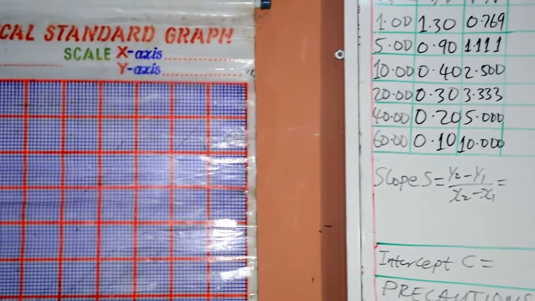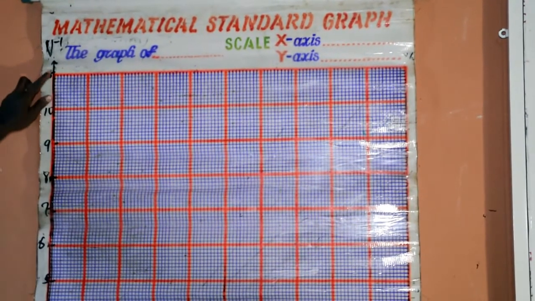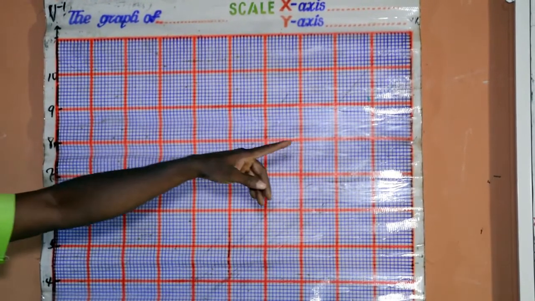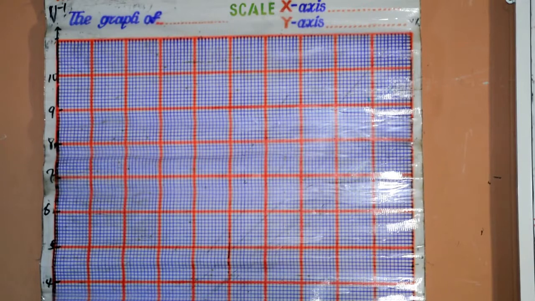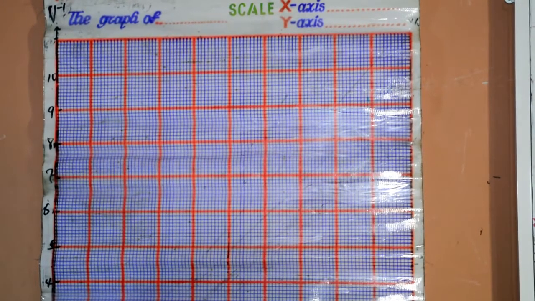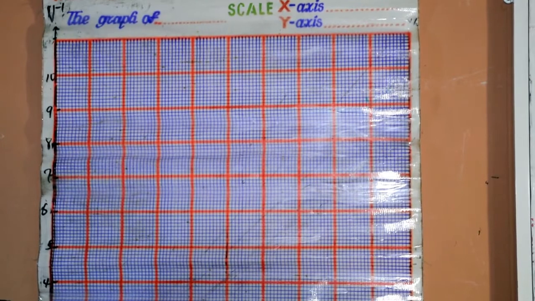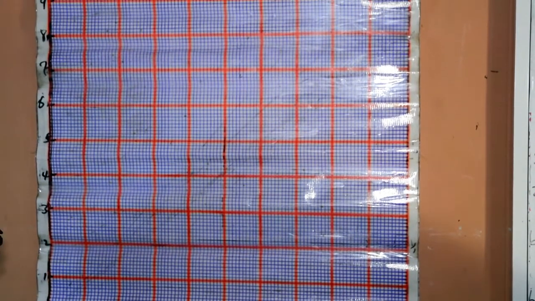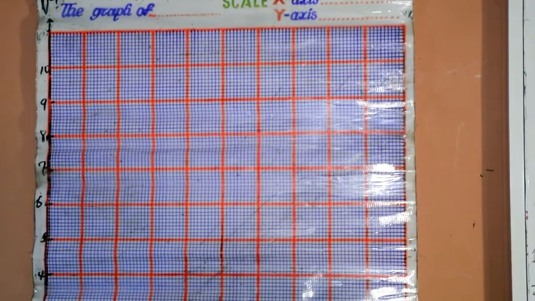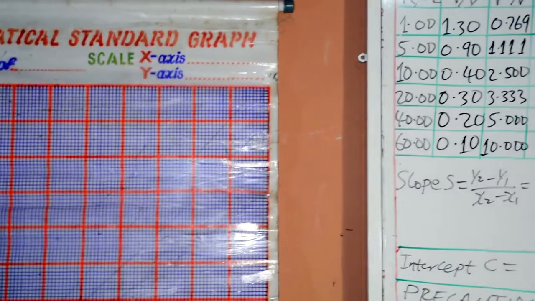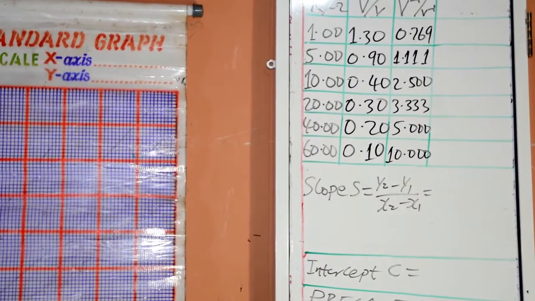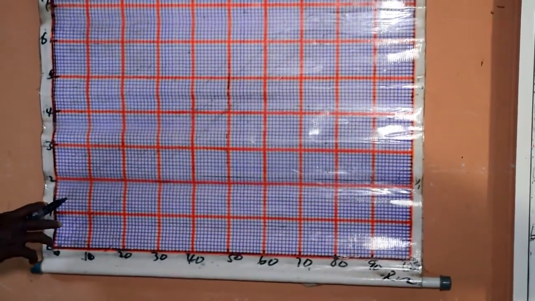Now, the reasonable scale we can choose here, since the maximum is 10 and minimum is 0.77, is 10 small squares to represent 1 unit under V inverse. Under the horizontal scale, the resistance, 10 small squares will represent 10 ohms.